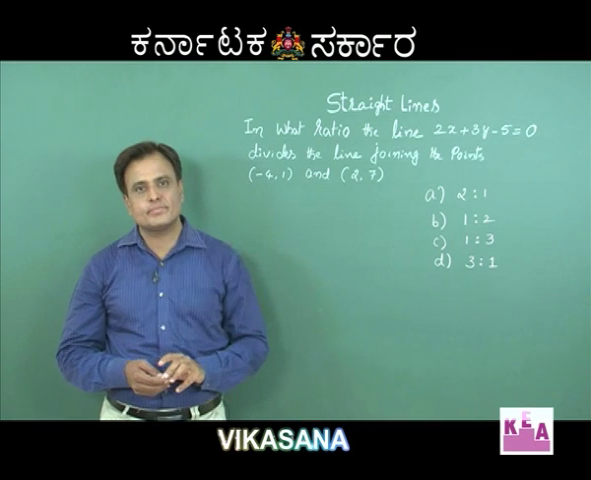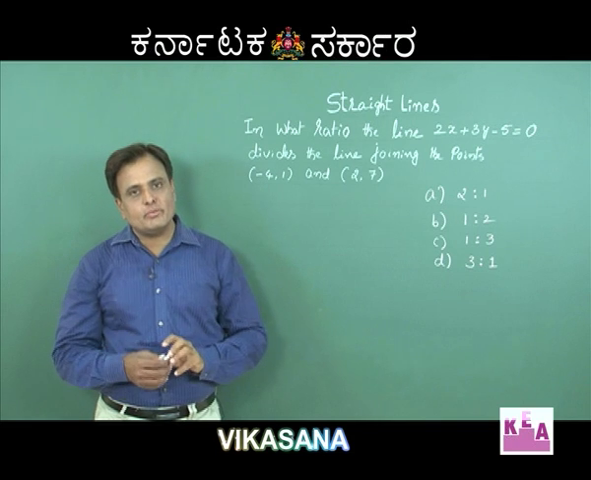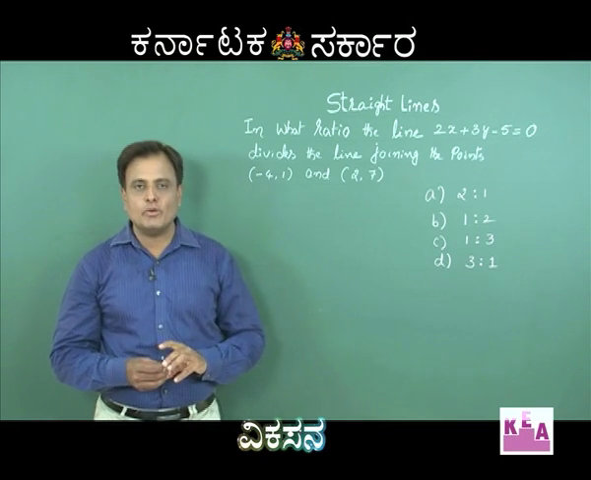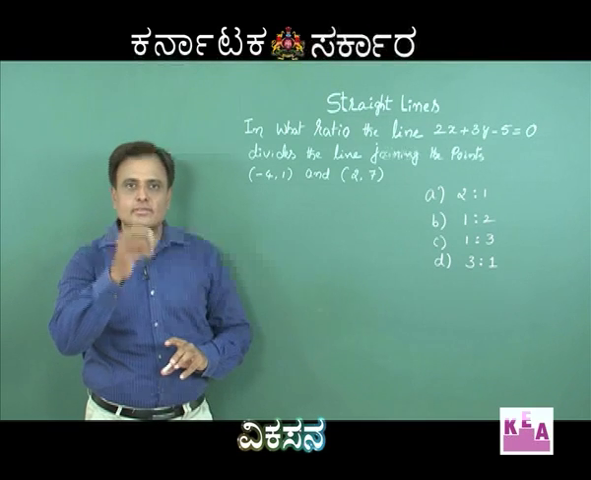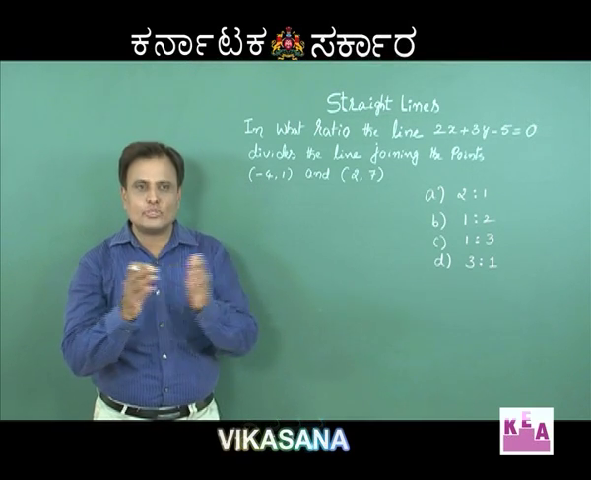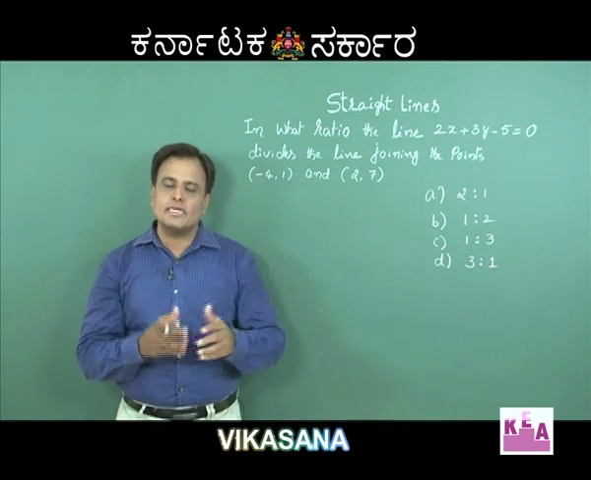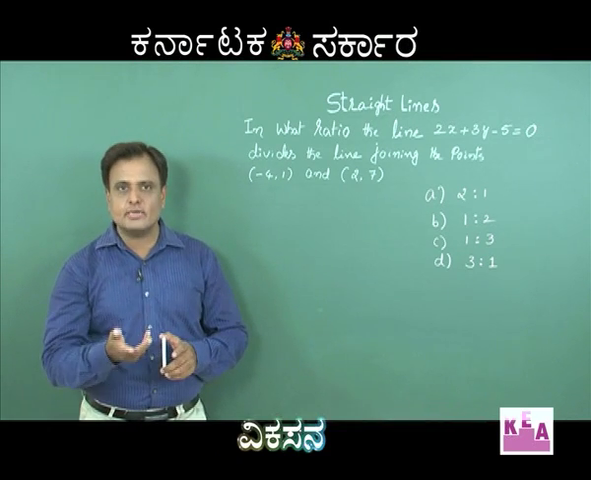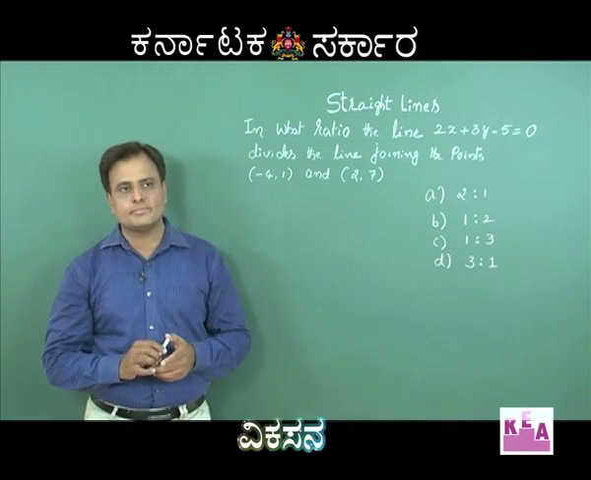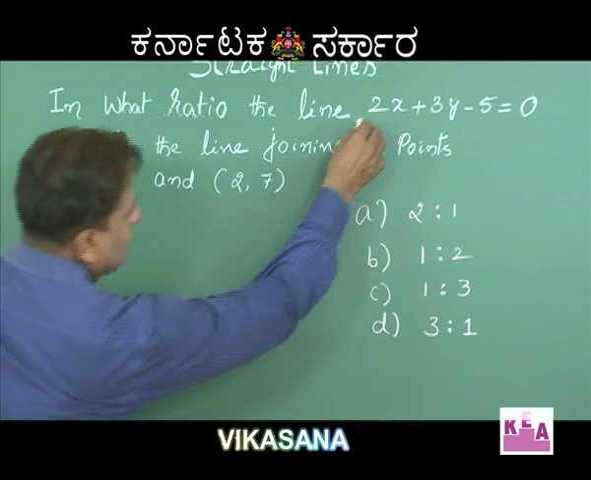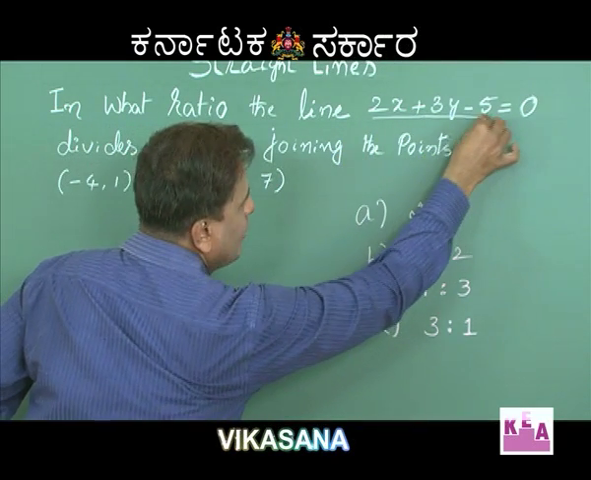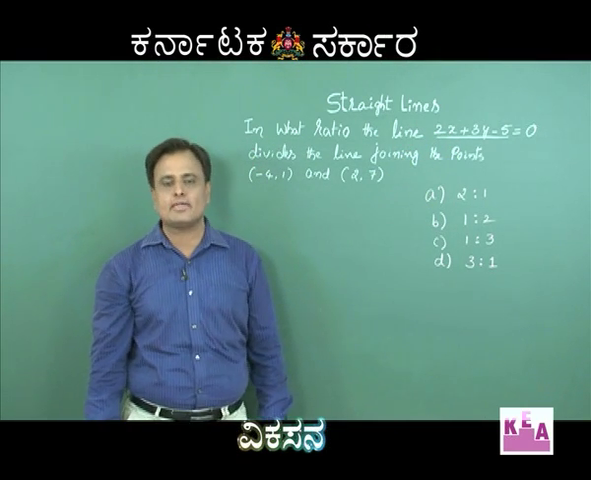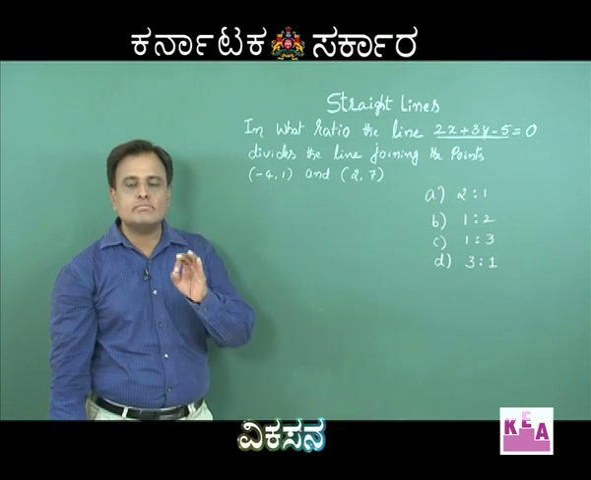Dear students, as you might know, this question is based on the section formula. As soon as you see the word divides in the question, immediately think that it is based on the distance section formula, maybe internal section or external section. So the given line is 2x plus 3y minus 5. Take only the LHS part.